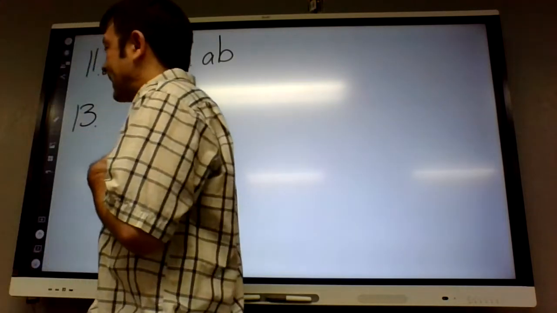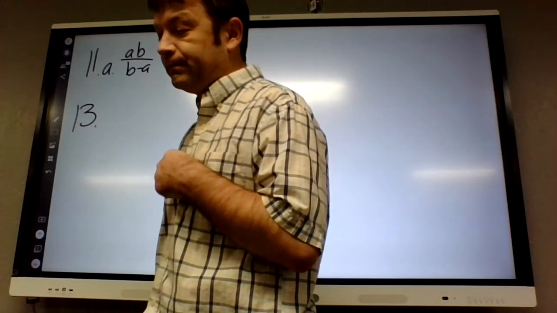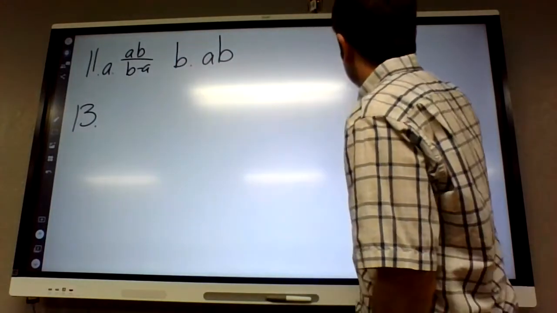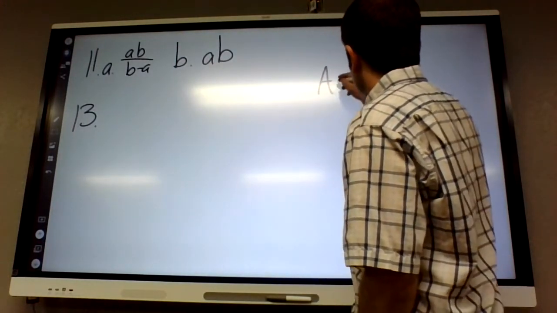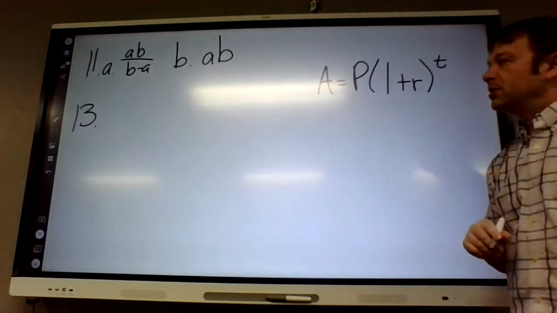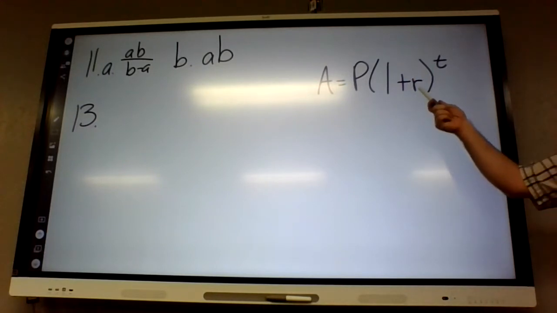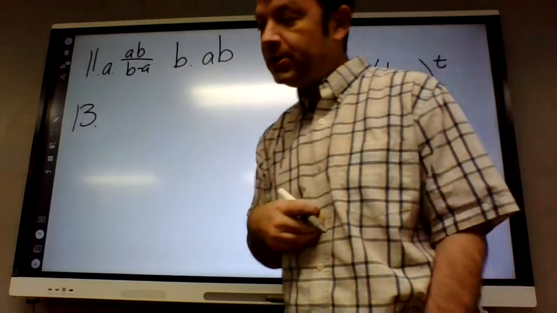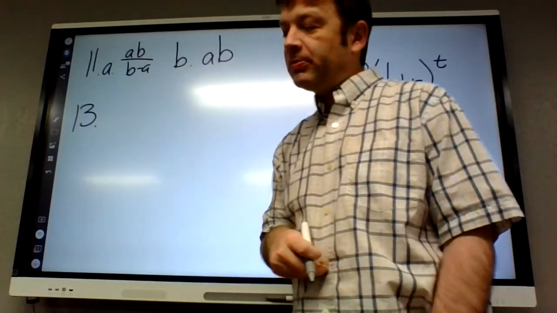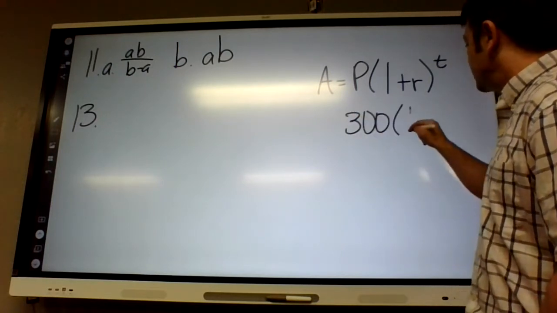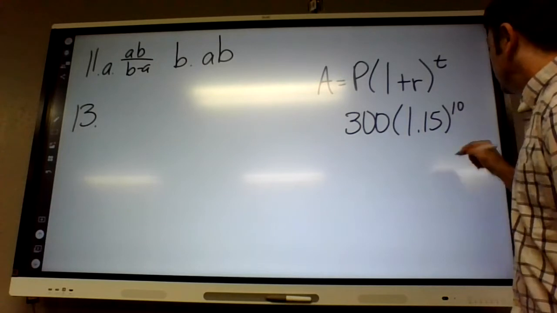All right, so what do I do with the 15%? Maybe I should write it. Where does the 15% go for the R? And what am I going to change it into though? 0.15. So I got like 1.15. What's the P on number 13? 300. What am I going to put in for T? 10. So it's 300 times 1.15 to the 10th power.